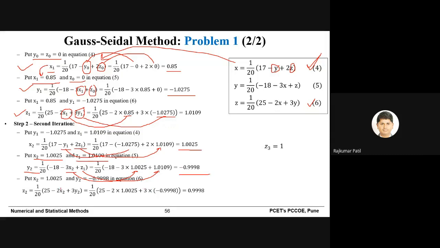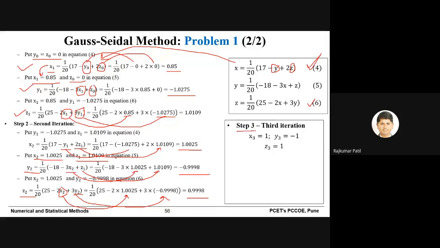Again, we will go ahead in equation number 6. We replace x by x2 and y by y2, that is with the latest approximations. We know that x2 is equal to 1.0025 and y2 is -0.9998, and upon simplifying you will get z2 equal to 0.9998. So we have x2, y2 and z2, that is the second approximate values of x, y and z. And now we will use these values to calculate the third iteration.